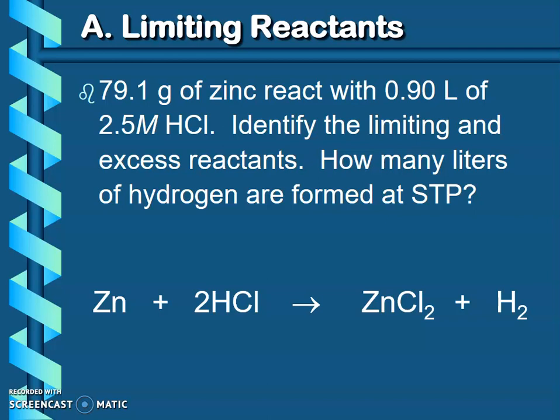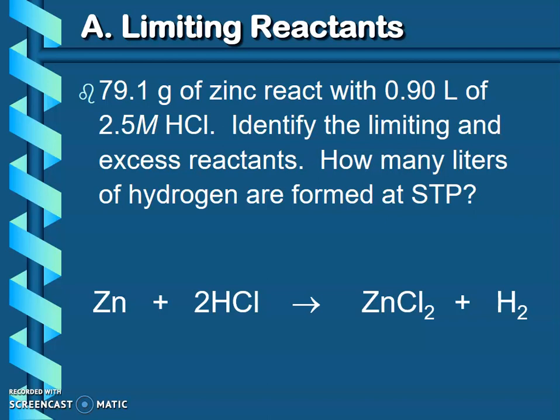Let's do an example. Okay, so here's your problem. 79.1 grams of zinc react with 0.9 liters of 2.5 molar HCl. Identify the limiting and excess reactants. How many liters of hydrogen are formed? Okay, so down here we have our balanced equation ready to go.